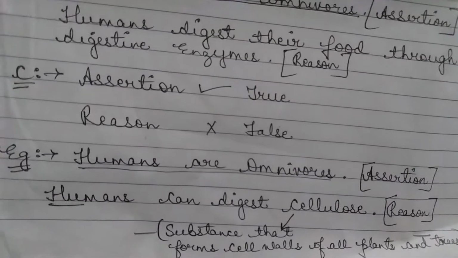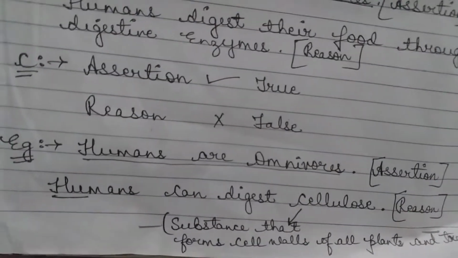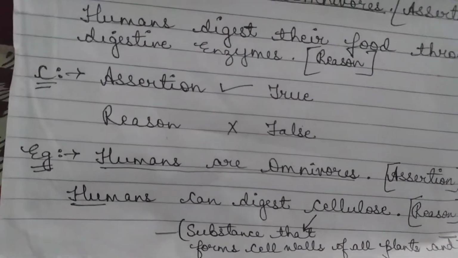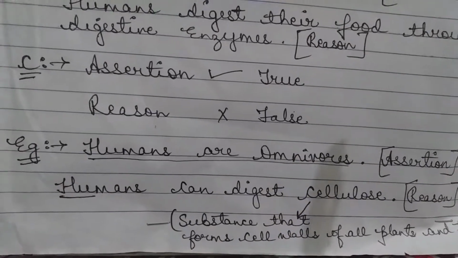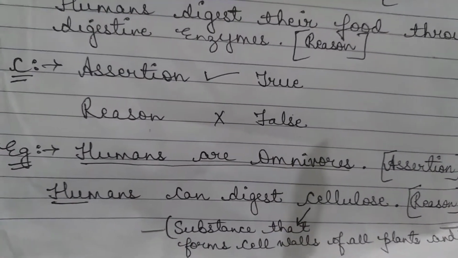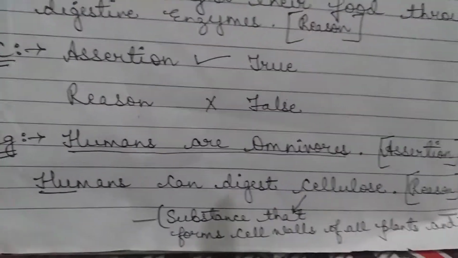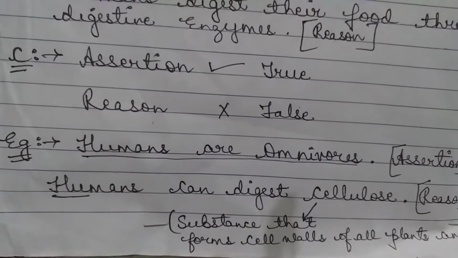Okay students, now part C. When are you supposed to mark part C? That is when the assertion is true but the reason is false. We are not supposed to see here whether the reason is the correct explanation of the assertion or not, but we are to see whether the assertion is true and the reason is false.